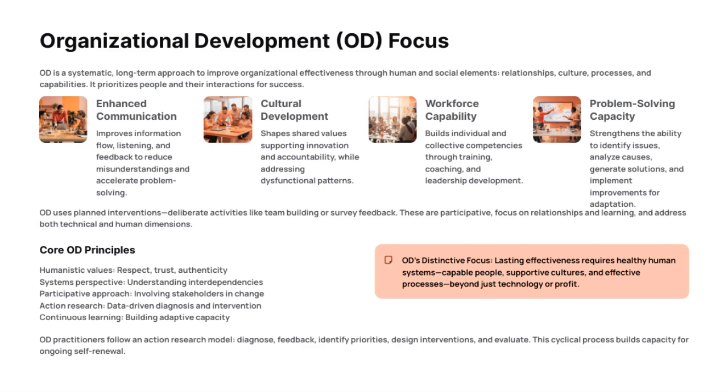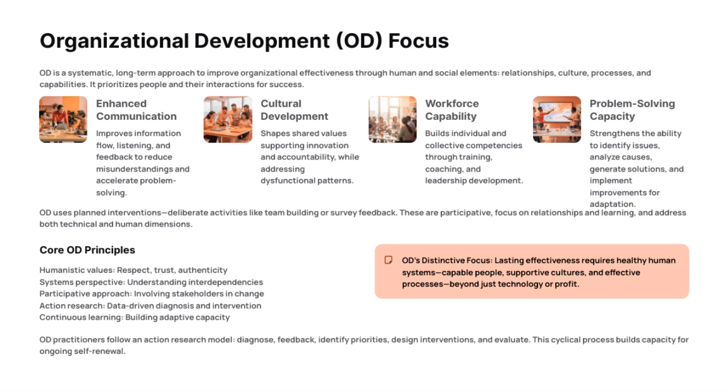They follow an action research model, which is a cyclical process involving diagnosing the current situation, gathering feedback, identifying priorities, designing interventions, and then evaluating outcomes. This cycle isn't just a one-time thing. It builds capacity for ongoing self-renewal, meaning organizations keep evolving and improving over time.